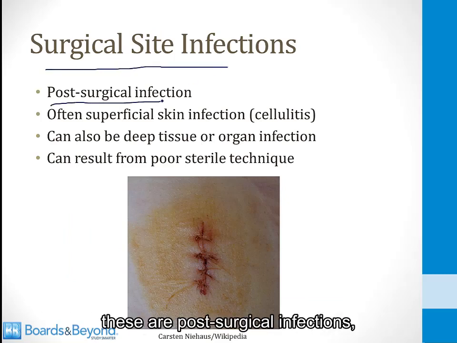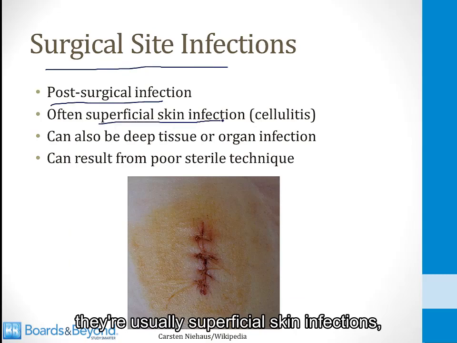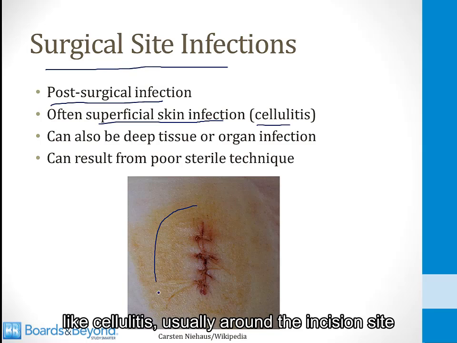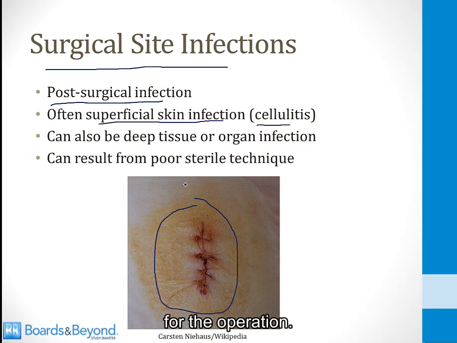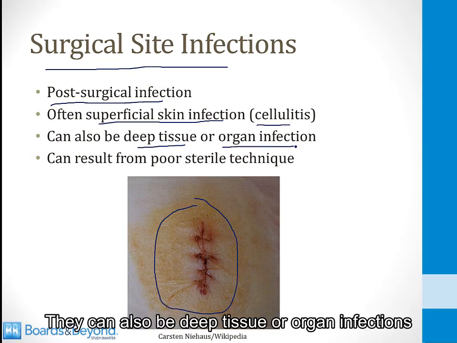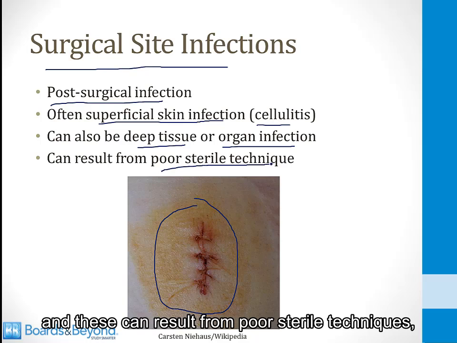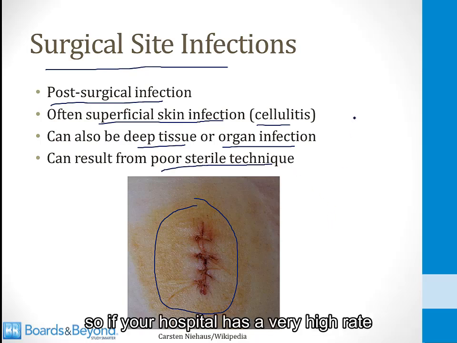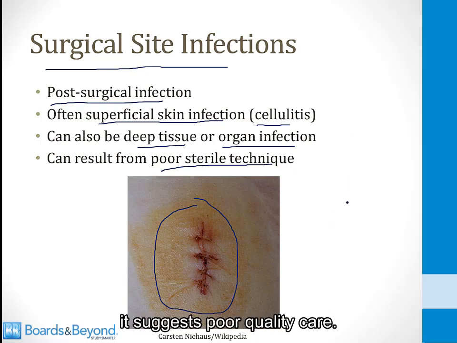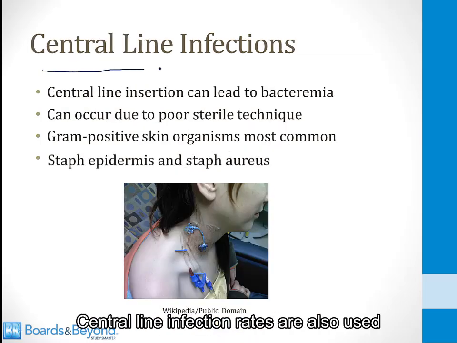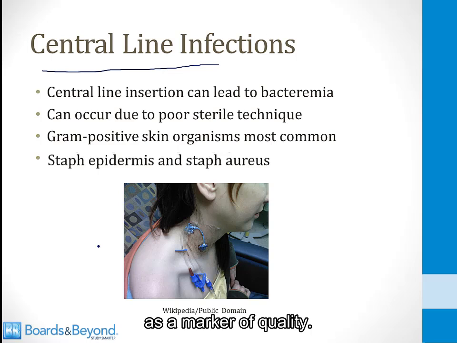Surgical site infections are another quality indicator. These are post-surgical infections. They're usually superficial skin infections like cellulitis, usually around the incision site for the operation. They can also be deep tissue or organ infections depending on the type of operation, and these can result from poor sterile techniques. So if your hospital has a very high rate of surgical wound infections, it suggests poor quality care.